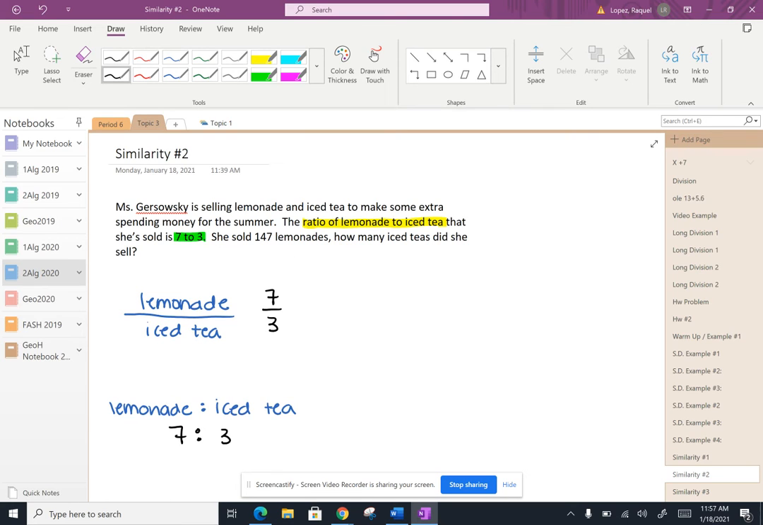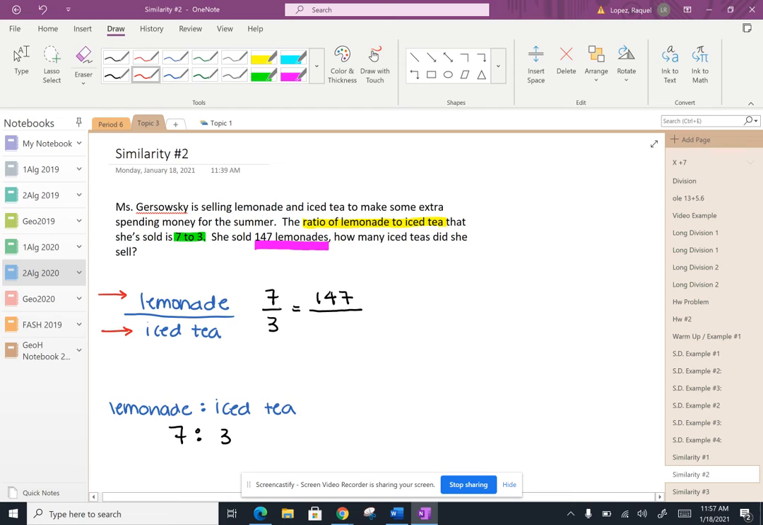So we know that she has sold 147 lemonades, and we want to know how many iced teas she sold. Well, this is where that 7/3 ratio is going to come in handy. So I'm going to set that equal to, and I know that she has sold 147 lemonades. So this is going to go in the numerator. That 147 is going in the numerator. And that's an important thing to keep in mind. If you'll notice, the numerators in all of these fractions represent the number of lemonades that have been sold, and the denominators represent the number of iced teas that have been sold.